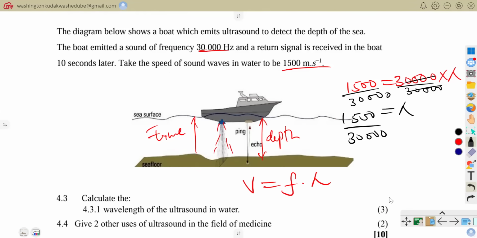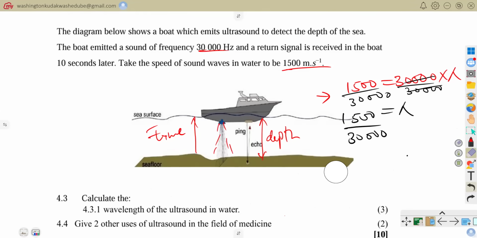I'll just go to my calculator. I punch 1,500 divided by 30,000. That gives me a wavelength of 0.05 meters. And my wavelength is the distance between two successive points, so that becomes a measurement in meters. So my wavelength there would be equal to 0.05 meters. So this is how you were supposed to calculate it.